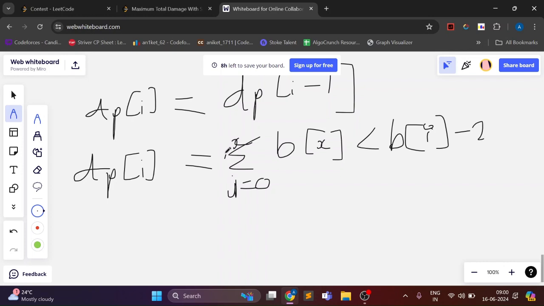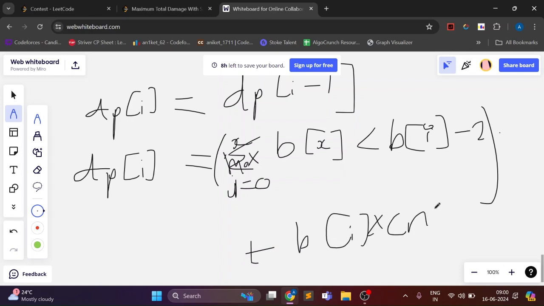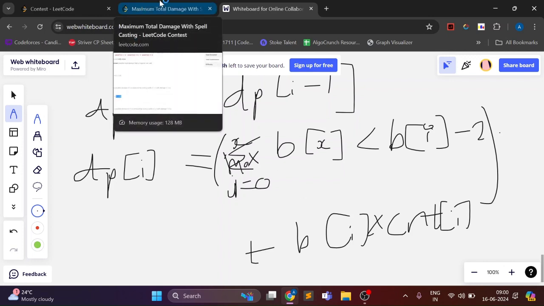So this is the max function, max over index positions from 0 to x, such that the index position is less than b of i minus 2. So I have to take its dp, the value stored at that index, plus b of the current element into the frequency of the current element. So these were the two transitions which were important to consider.